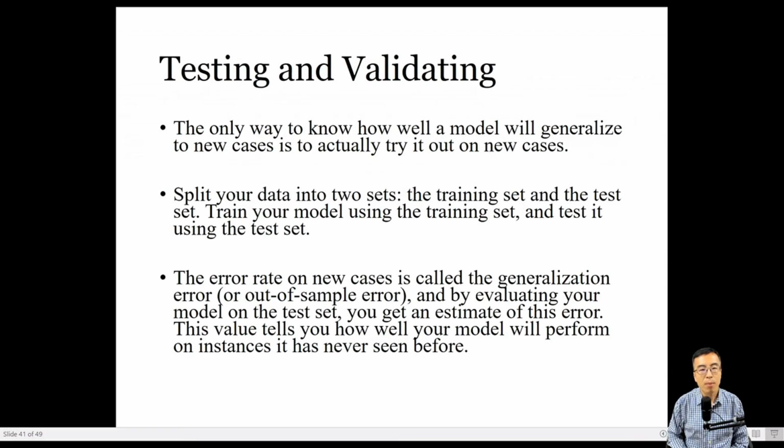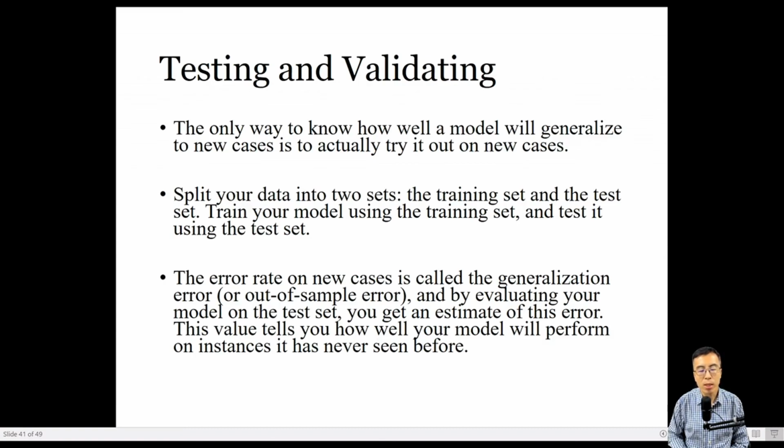And now let's talk about testing and validating machine learning models. The only way to know how well a model will generalize to new cases is to actually try the model on the new cases, because that is the only way and the golden standard to test the performance of a model. To do that, you need to split your data into two sets, the training set and the test set. You train your model using the training set, and then you test the model using the test set.